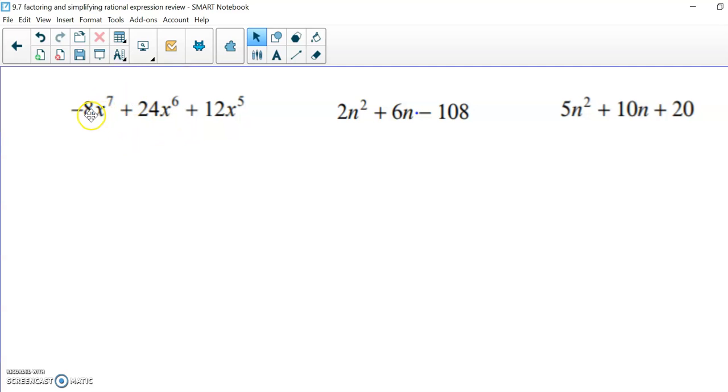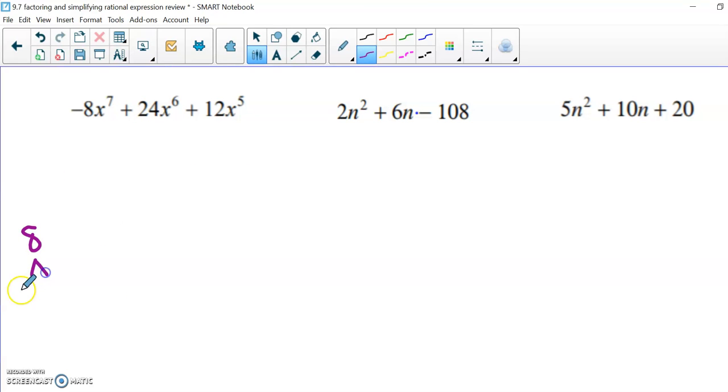So we're looking for the greatest common factor of 8, 24, and 12. And then we're going to look for the most x's we can take. If you can look at this and say, hey, I can see that 4 is the GCF, that's great. Go ahead and do it. If you can't, then there's no problem. You can just go ahead and factor.